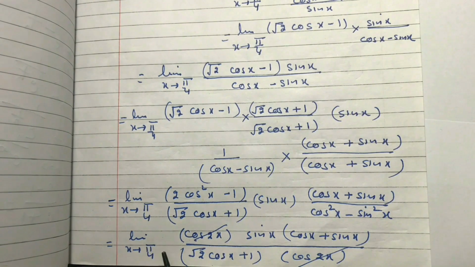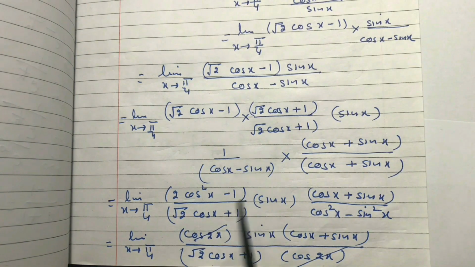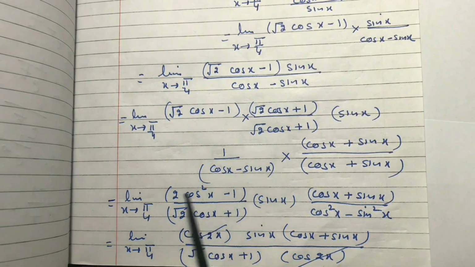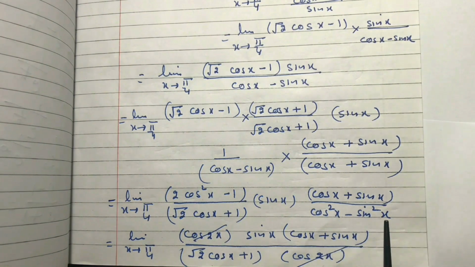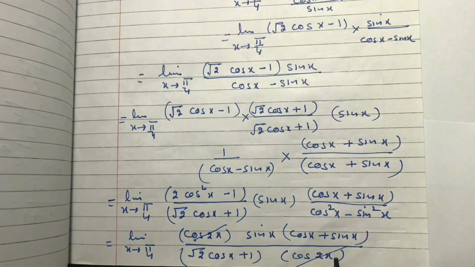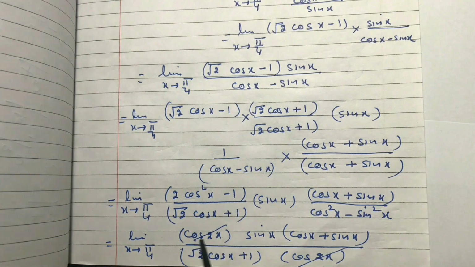Limit x tends to pi by 4. Now here 2 cos square x minus 1 is equal to cos 2x. This is a formula for cos 2x. Here cos square x minus sin square x means cos 2x. So this is a formula for cos 2x. So instead of this I have written cos 2x, and instead of this I have written cos 2x.